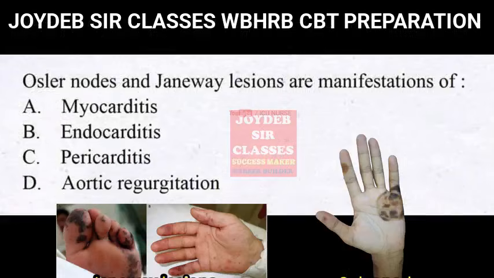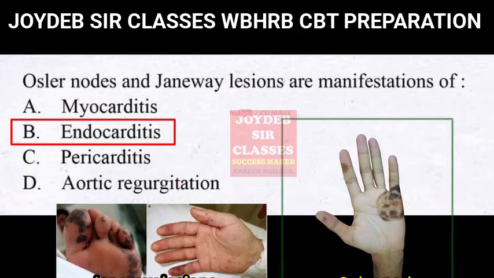Osler nodes and Janeway lesions are manifestations of A. Myocarditis, B. Endocarditis, C. Pericarditis, D. Aortic regurgitation. And the correct answer is B. Endocarditis.